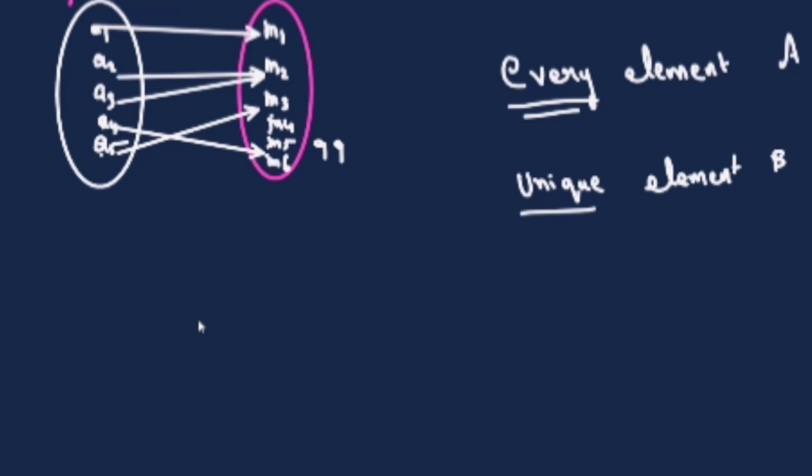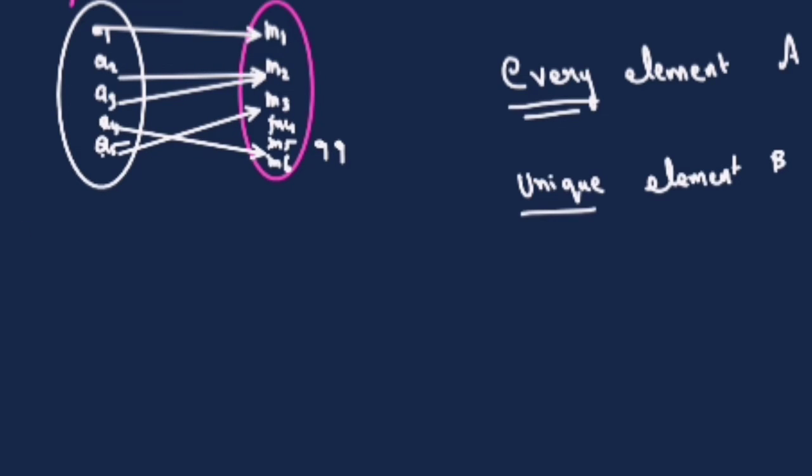So what are the 2 conditions? Every element should be mapped. Nothing should be left out here. That is very important. From the set A, nothing should be left. If something is left out, then it is not a function. So every element in the set A should be associated with a unique element. One element cannot have 2 images.